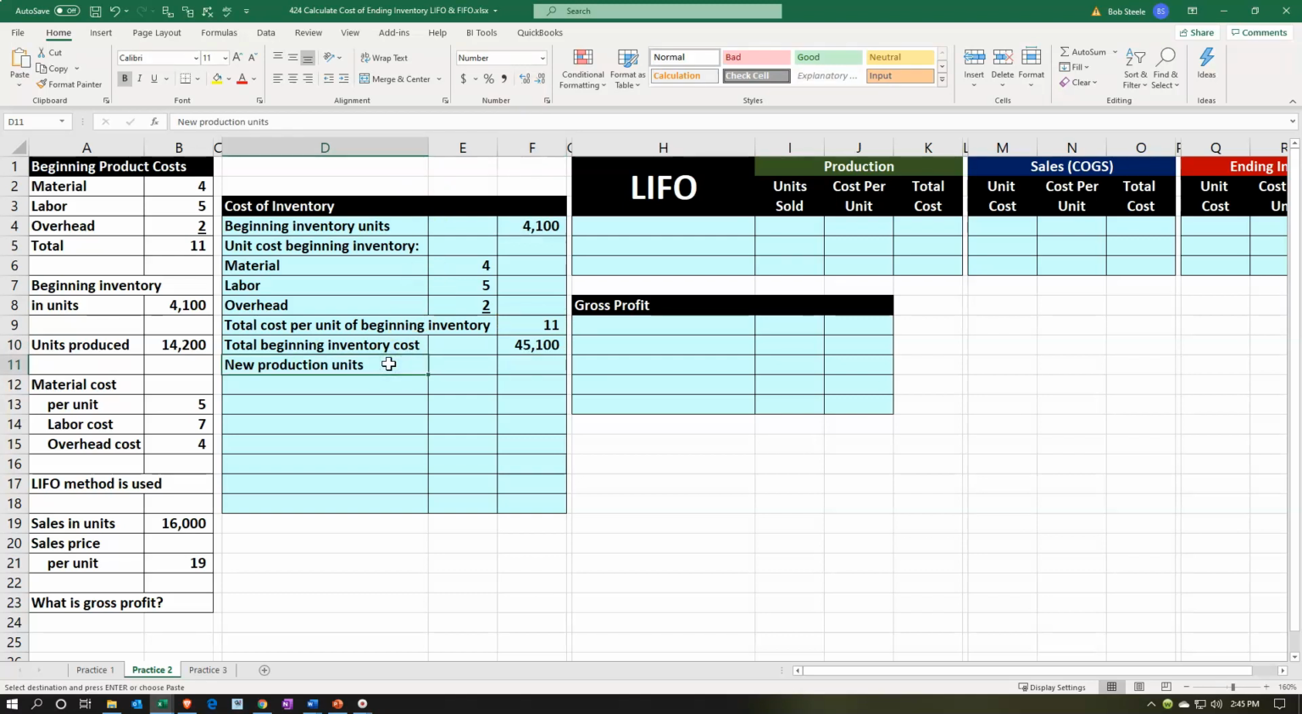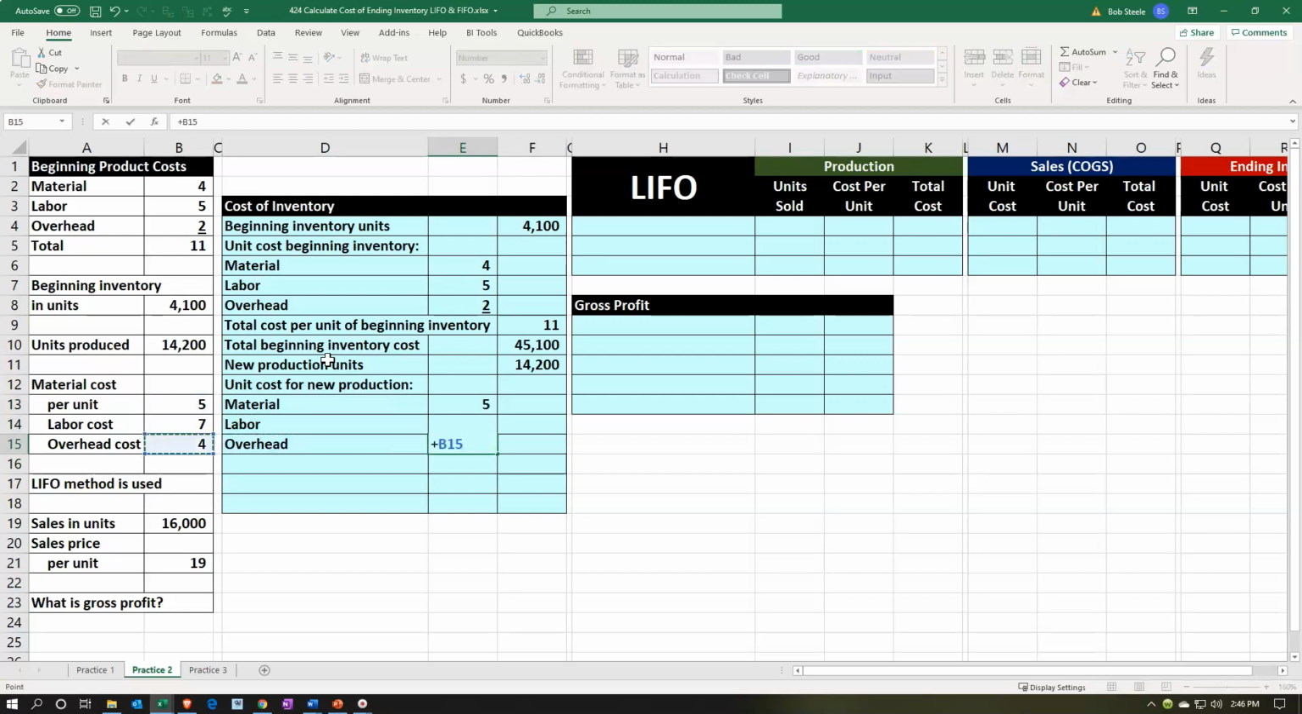So we produced another, I'm going to put this in the outer column, 14,200 units. Then we're going to be taking a look at the components of those units to get the unit price of the current units made. And that's going to consist of, once again, material, labor, and overhead, which now are different amounts. Those amounts being the 5, the 7, the 4. Let's underline here, home tab, font group, underline.